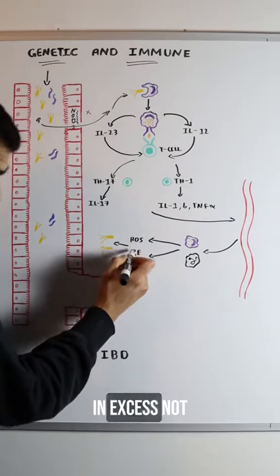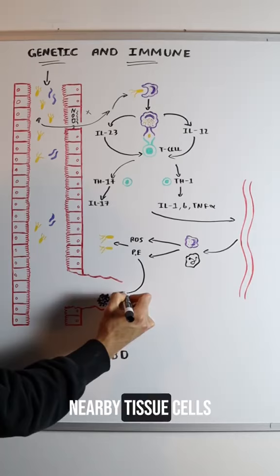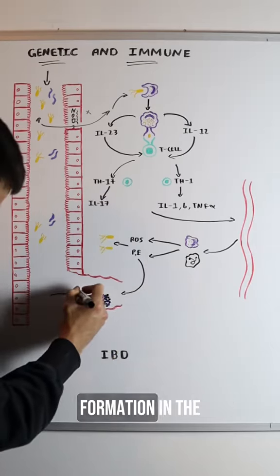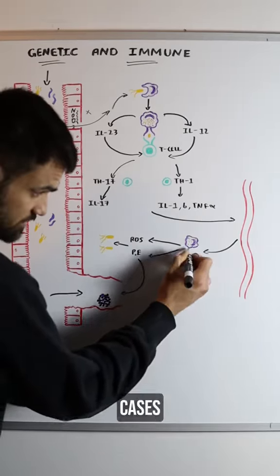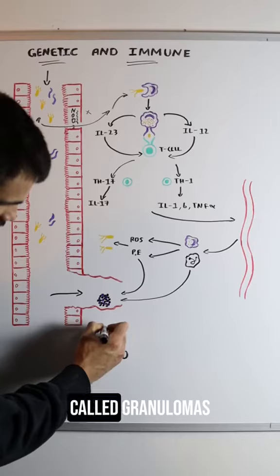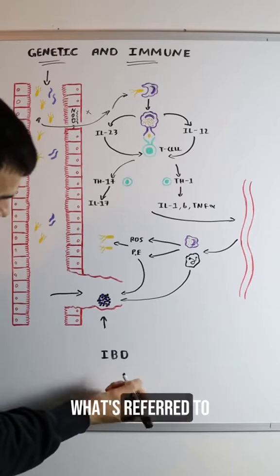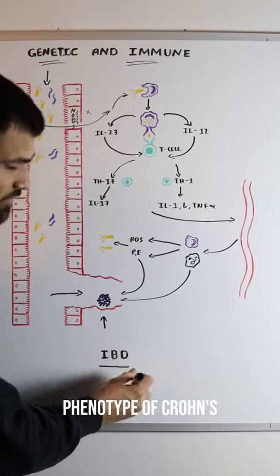But these chemicals in excess not only destroy the bacterial cells, they also start to destroy the nearby tissue cells and cause this deep ulcer formation in the GI wall. Also, in some cases, these immune cells clump together and accumulate in these ulcers, forming something called granuloma. And this entire inflammatory process in the GI tissue is what's referred to as IBD, with the phenotype of Crohn's.